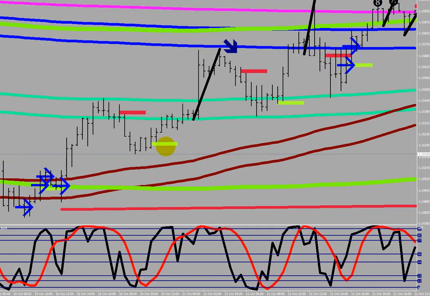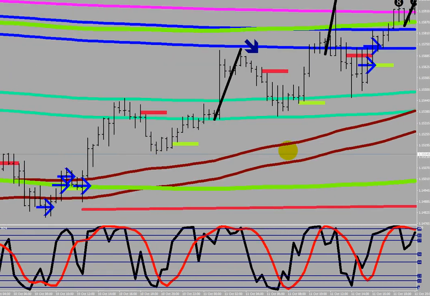I know there was one more print somewhere. Okay, I'll look it up later.